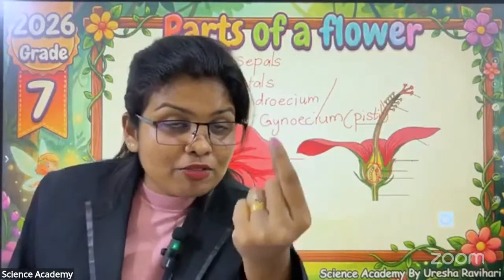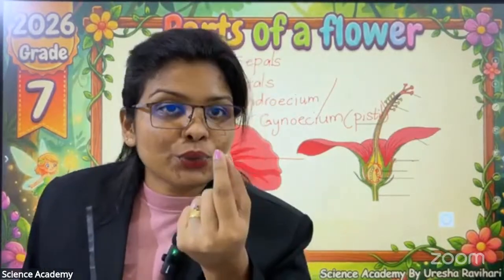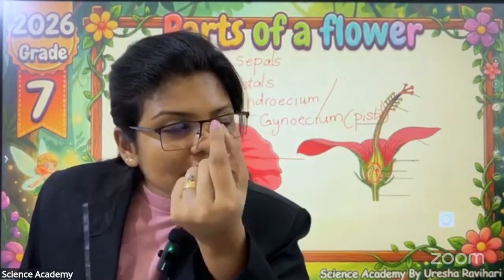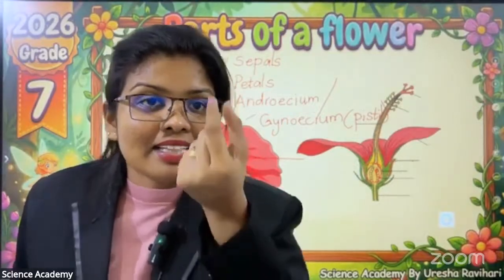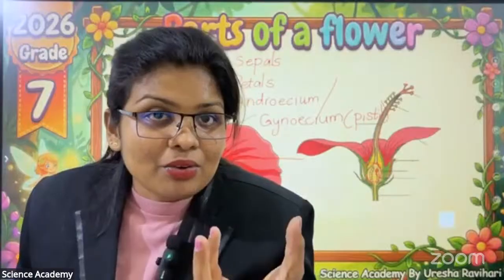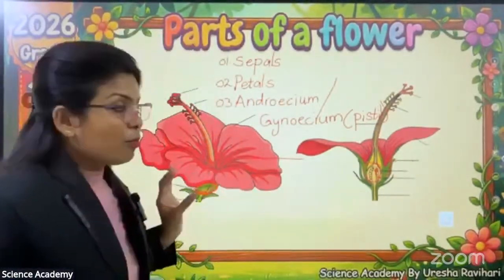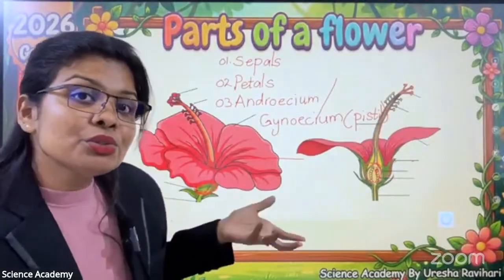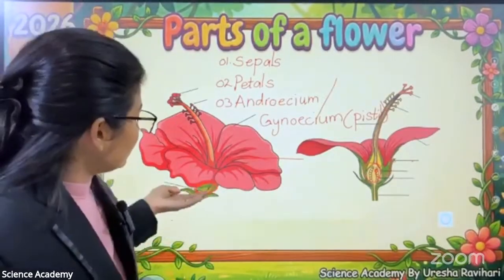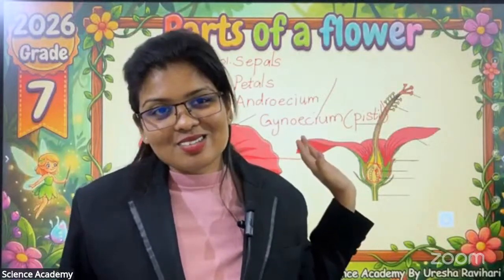Before the flower forms, it is just a bud. To protect the bud, there are sepals. Okay, so it protects, and it also does photosynthesis because it is green in color. With the presence of chlorophyll, these flower sepals can do photosynthesis also.